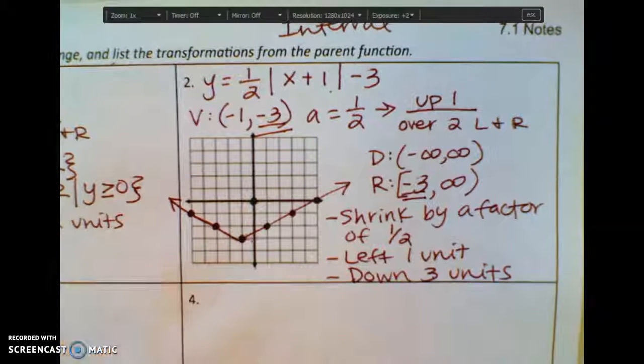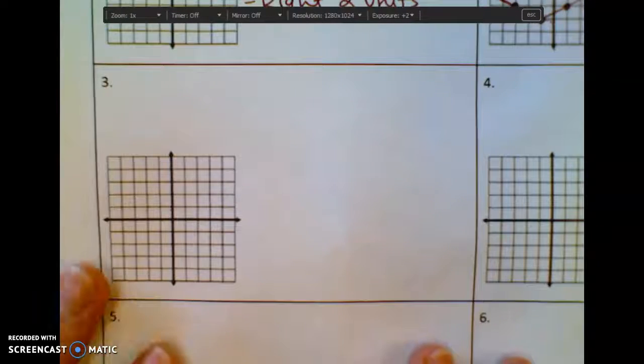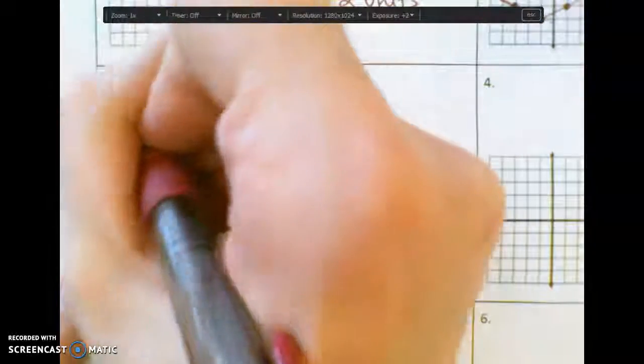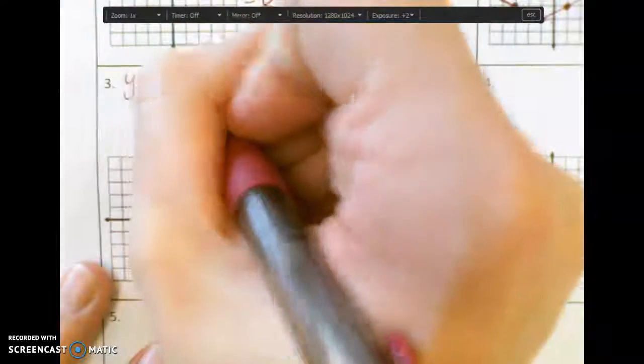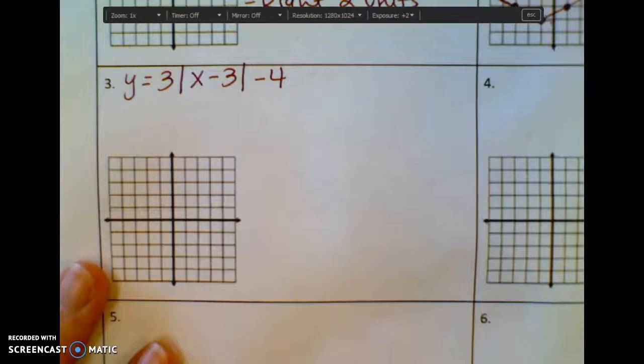Okay, so let's move on to the next one. I want you to try this one on your own and then check your answer with me. So here is our absolute value function. We've got y equals 3 times the absolute value of x minus 3 minus 4. Go ahead and pause the video and try to do this one on your own and then come back and check it with me.